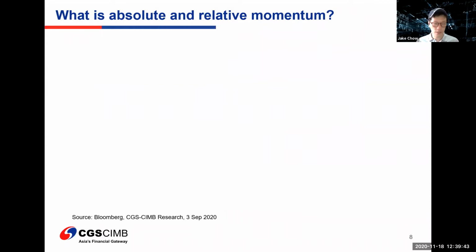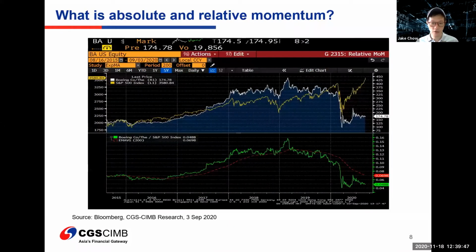Quant funds typically use relative momentum to generate trading signals. And of course, absolute momentum is also what a lot of academics call time series momentum. It's basically very stock-specific momentum. For example, the stock is up 5%, right? We are not comparing it to the broader market, whether the broader market is up 10 or 15%. So it's just very stock-specific momentum.